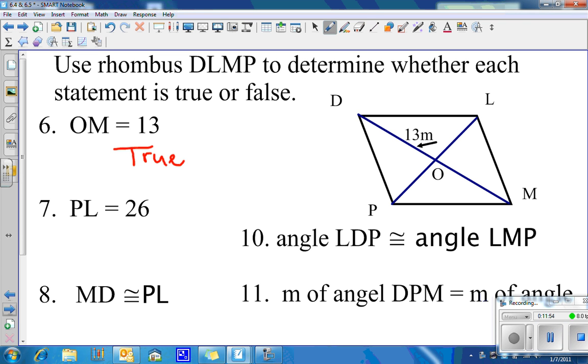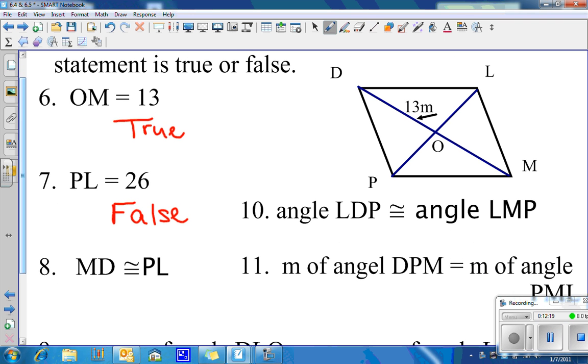True? Everybody? Everybody says true. Good, I don't know, and it would be false because it doesn't have any information. It is not a rectangle. It does not tell me it's a rectangle, and rectangles are the only ones where the diagonals are the same.